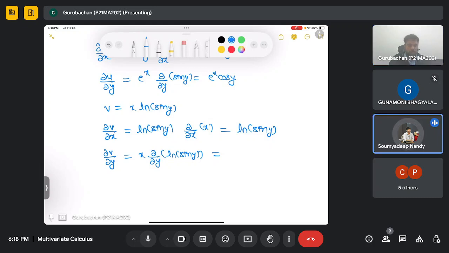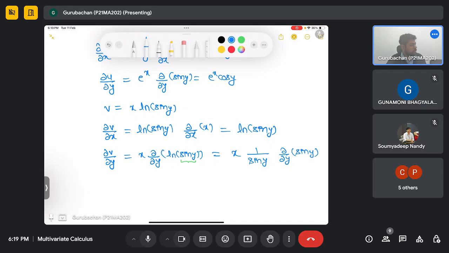It's the chain rule. So we will treat ln as one function, and we will consider sin y as some other variable. So we will differentiate with respect to this, which comes out to be 1 by sin y, and then we will differentiate sin y, which we assumed as some other function or parameter. So it will come out to be x. I hope I am correct.